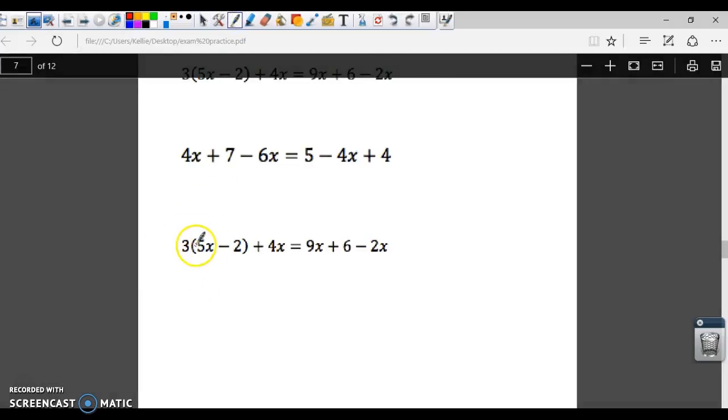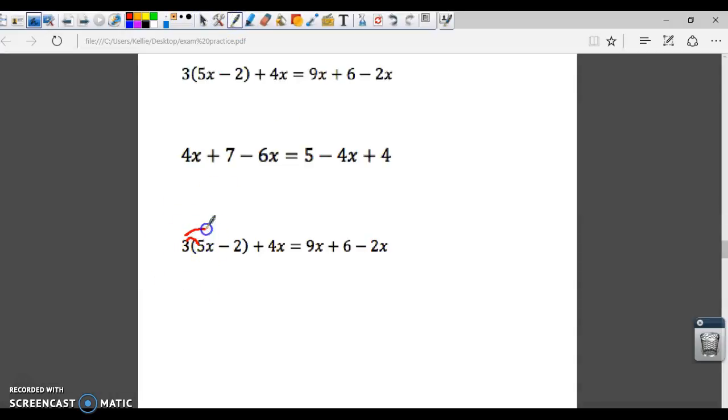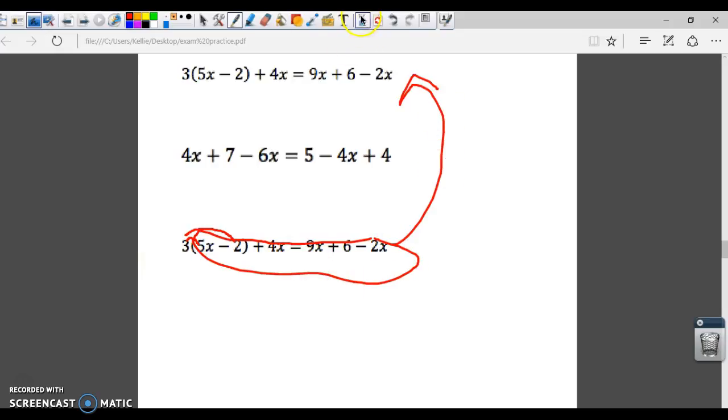Let's see, if it gets to 14 minutes, I can't. I'm going to distribute first. 3 times 5 is 15. Oh, that's the same problem. I put the same problem twice. That one is that one up there. I don't know if anybody else realized that, but hey, that saves me some work.